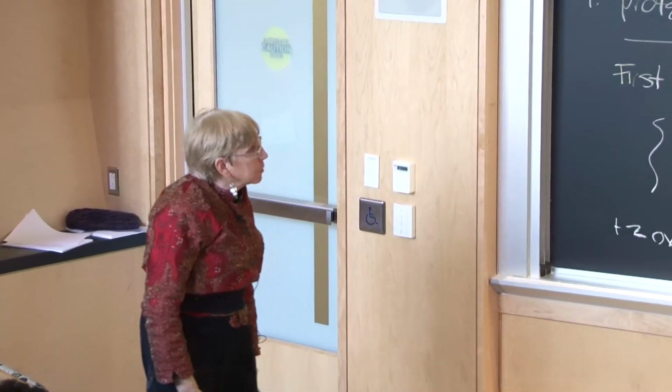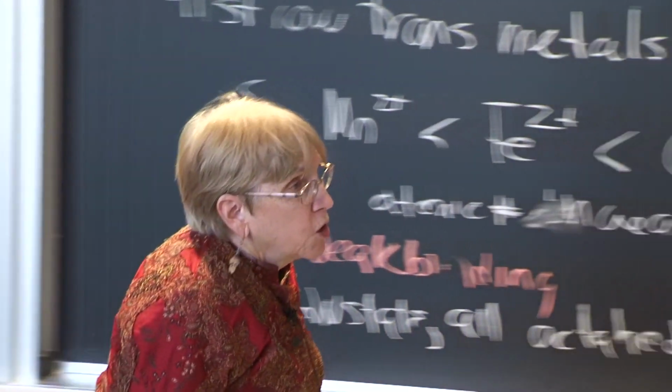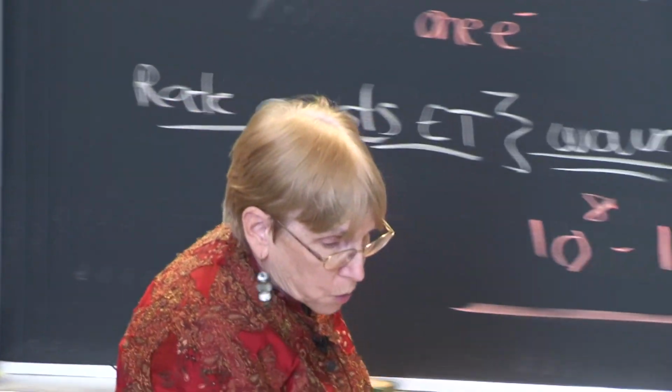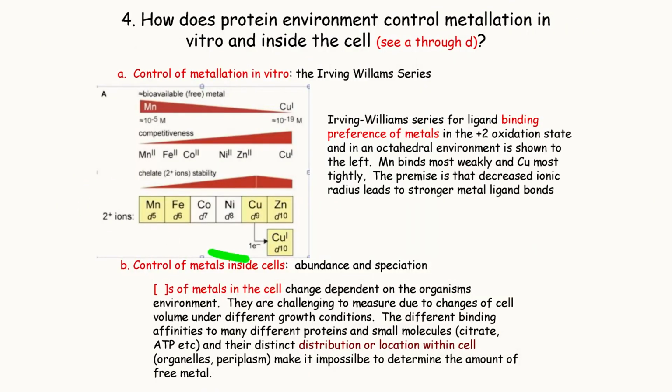I'm not going to draw that out on the board. So that's an issue. And the question then is, how do we deal with this issue? Here's our Irving-Williams series that I've given you here. But how do we deal with this inside the cell? The issue is that in vitro, you have an issue, and there's not much you can do about it, except control the relative concentrations of metals.